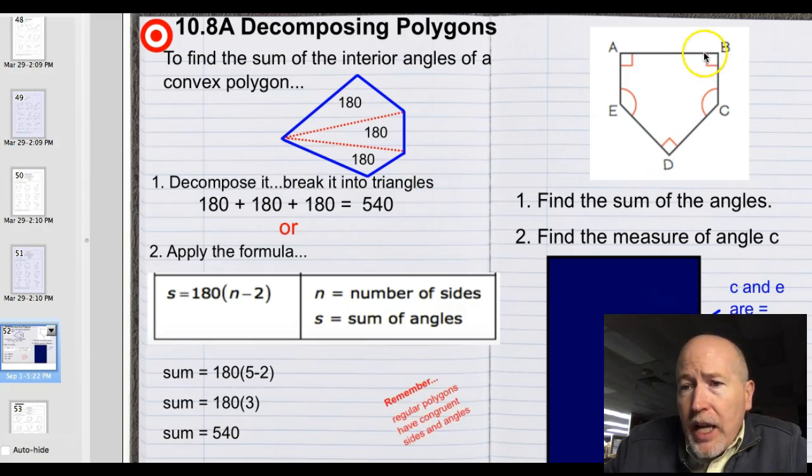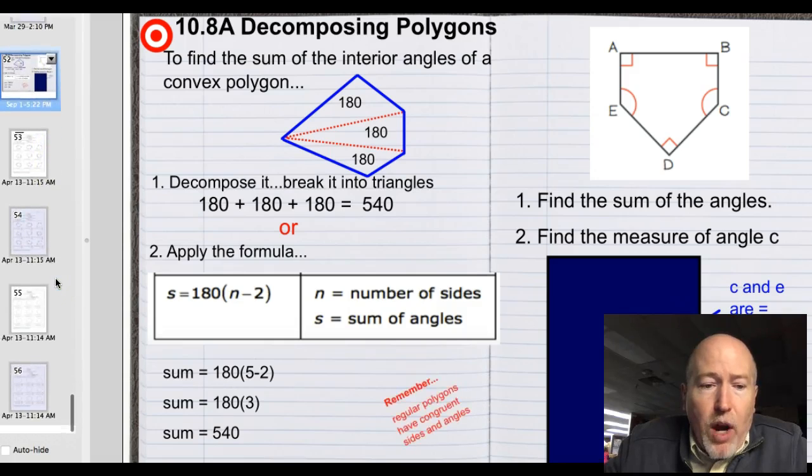Here's a pentagon too. Look, I can connect this one to make a triangle. I can connect this one to make a triangle. 1, 2, 3 triangles, 540 degrees. You can also use this handy-dandy formula. You take the number of sides, subtract 2, and multiply it by 180. Let's try it. There were 5 sides here, right? We take 5 minus 2, which leaves me 3. We multiply it by 180, and we have 540 degrees.